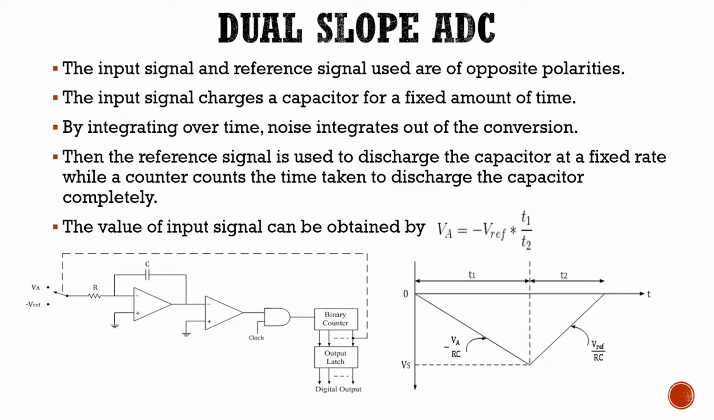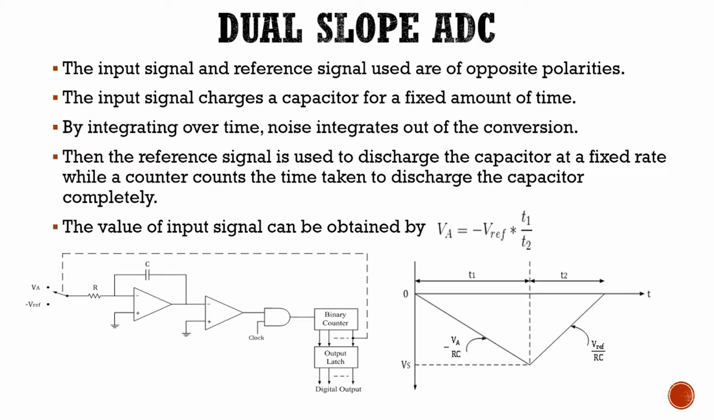Initially, the counter and integrator are reset to 0, and the input of ramp generator or integrator is switched to unknown voltage VA. The analog input VA is integrated by the integrator and generates a negative ramp output. Hence, the output of comparator becomes positive and the clock pulse passes through the AND gate, which starts the binary counter. The ramp is continued for a fixed amount of time t1, which is counted by binary counter.